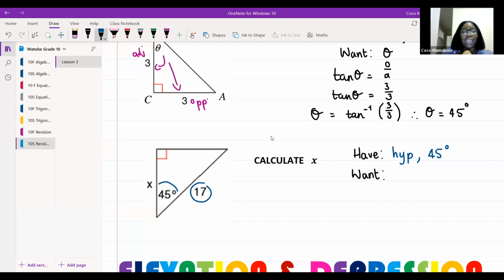What do they want from us in relation to our 45 degrees? They want the adjacent side. So Lusanda, you were 100% correct there. We want the adjacent. Okay, so they've given us the hypotenuse and the angle. They want the adjacent. Between Soh, Cah, and Toa, guys, which one are we using? I'm going to have to keep writing Soh, Cah, Toa somewhere.